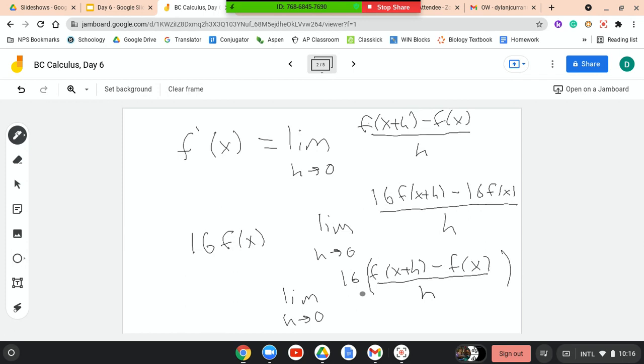And remember what we said about limit properties. What is the limit of the product of two things? Do you guys remember? Just ask the question again. What is the limit of the product of two things? If we have the limit of 16 times this, how can we rewrite that using our limit rules? I don't remember. Ryan, do you know? Let me see.